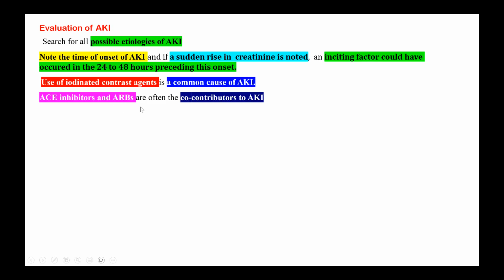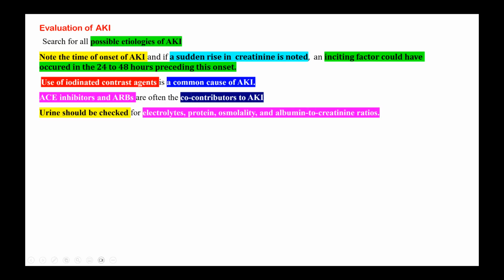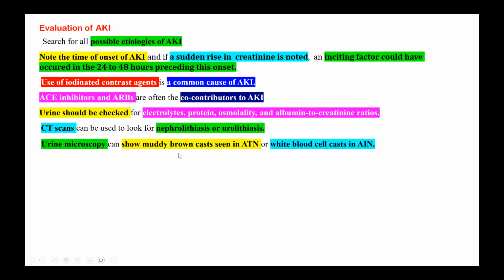In patients who are prone to AKI, these drugs can contribute to the formation of AKI, and urine should be checked for electrolytes, protein, osmolality, and albumin to creatinine ratio to find out whether it is AKI. CT scans can give evidence for nephrolithiasis and urolithiasis. Urine microscopy may show brown cast in ATN, that is hemorrhagic cast, or white blood cells in acute interstitial nephritis. So this microscopic examination is also very valid and useful.